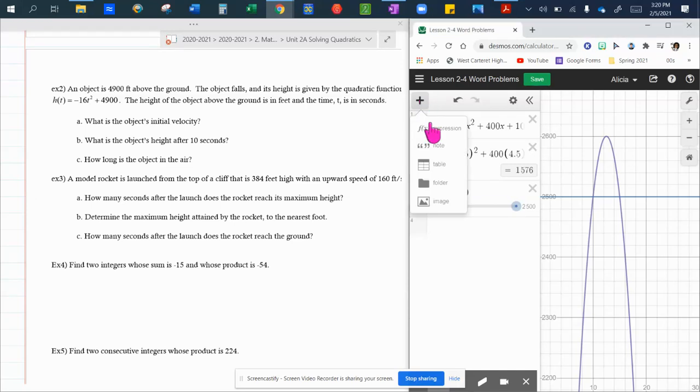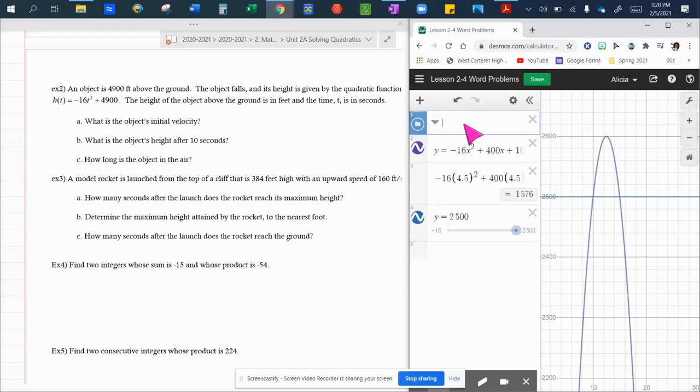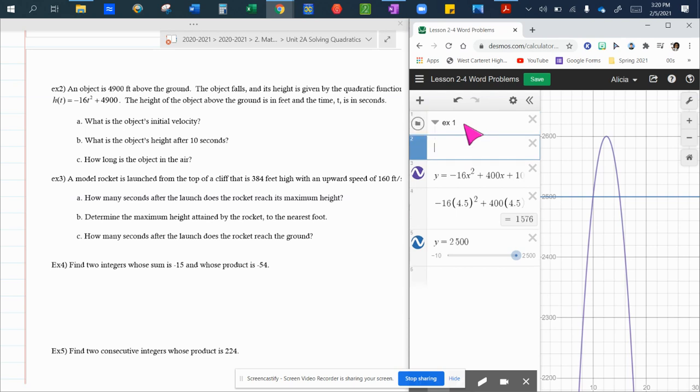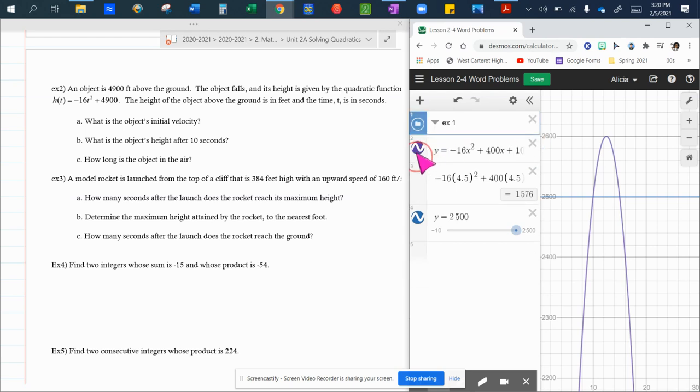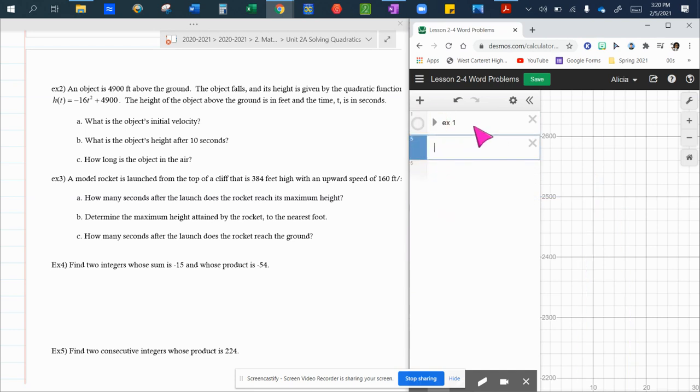Now, before I start example 2, I'm going to make a folder and call this example 1. I didn't need to do that. We're going to put these in that folder and collapse that. So now we have example 2.